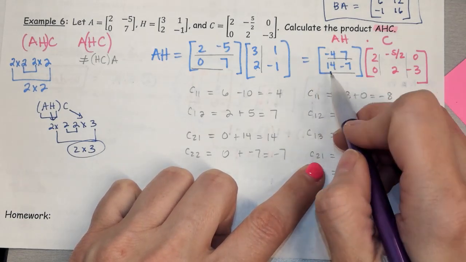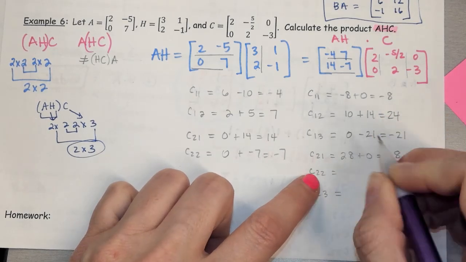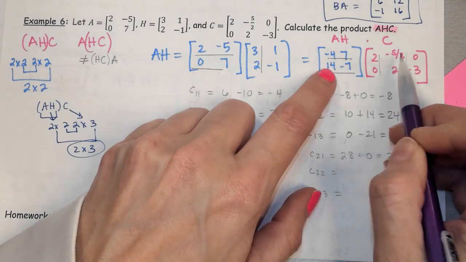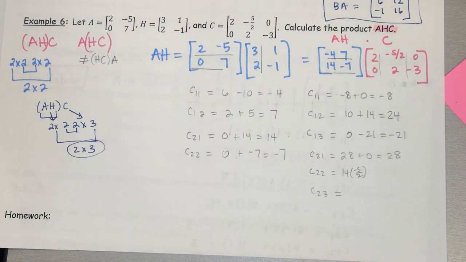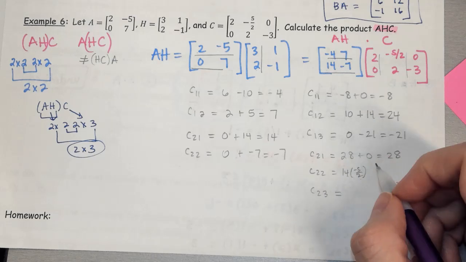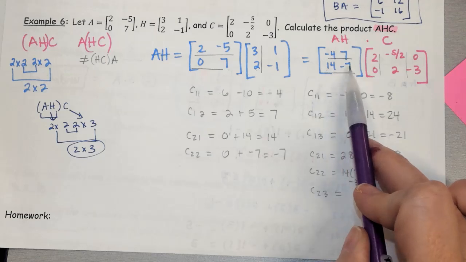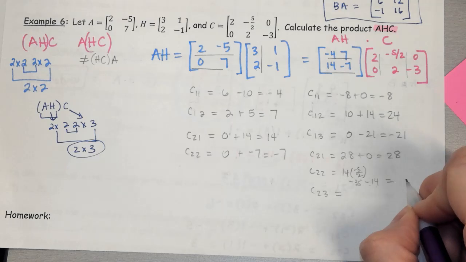All right, so now I have 14 times 2, which is 28. Anything times 0 is 0. 14 times negative 5 over 2, this is what I would do. What's 14 divided by 2? 7. 7 times negative 5 is negative 35. So that's what I would do. Okay, and then negative 7 times negative 2 is negative 14. So negative 35 minus 14 is negative what? Negative 49.